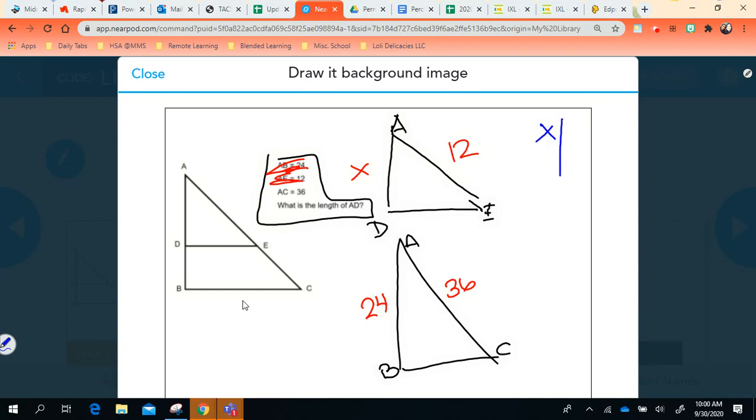But I am going to do my T-chart. And again, I'm going to make sure that I mirror the little and the big. So I'm going to have my X, and I'm going to have my 12. Which one goes across my X? 24. Sorry, I said 12, but I meant X. And which one goes across my 12? 36. Thank you, sorry.